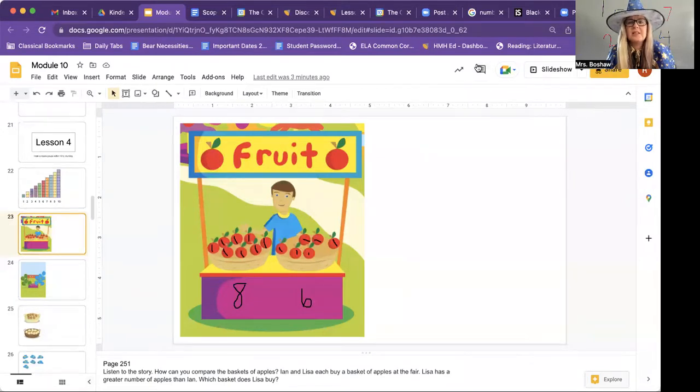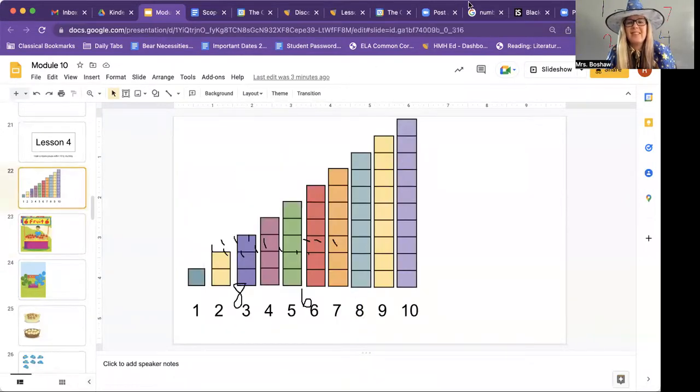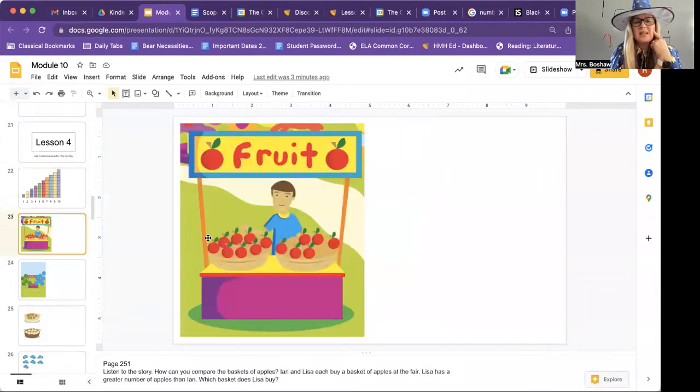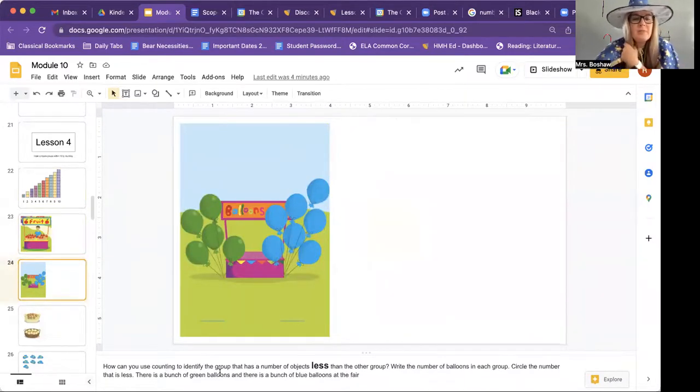If I look at this, I have to get rid of all those marks. If I look at this, I'm looking at the numbers 6 and 8. 6 is right here, and 8 is right here. Which one is greater? The 8 is greater, yes. So this is Lisa's basket because she has the greater number. Okay, let's look at this. How can you use counting to help you identify which group has the number of objects less than the other group? So remember, we're looking for the smaller number.